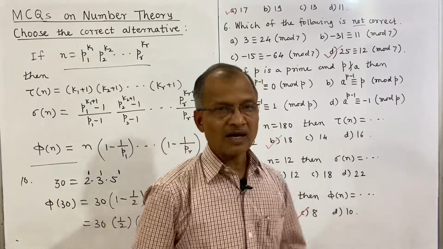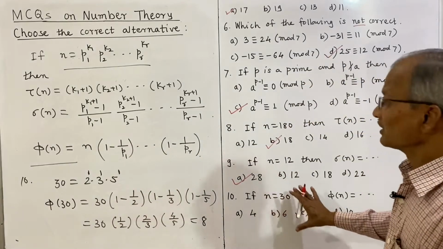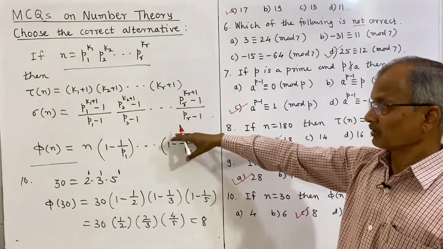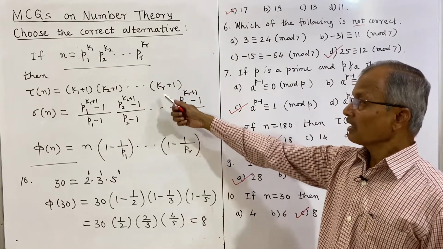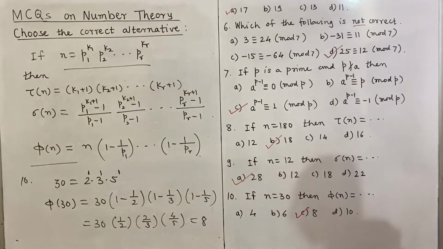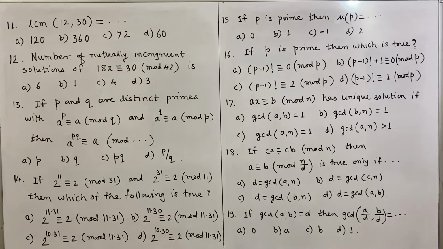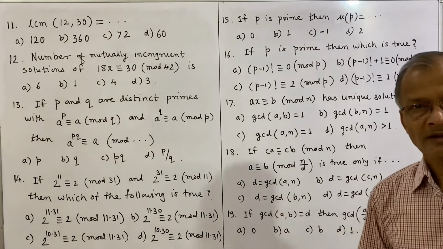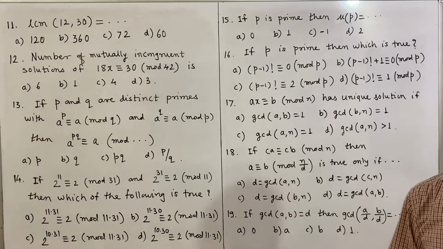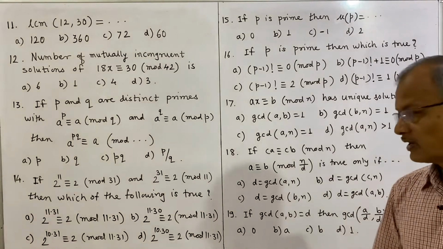So, thus these are the important number theoretic functions. You should remember the formulae for the tau function, sigma function, and Euler's phi function. We will consider the next questions now. I have written the next questions. I would suggest you take a screenshot of this, write your answers first on paper, and then verify these answers.